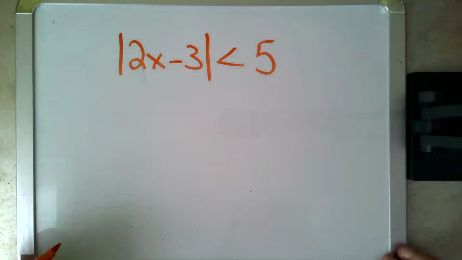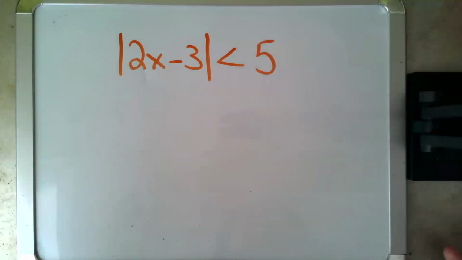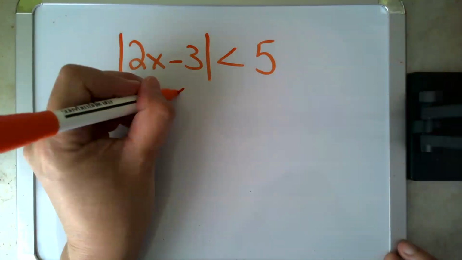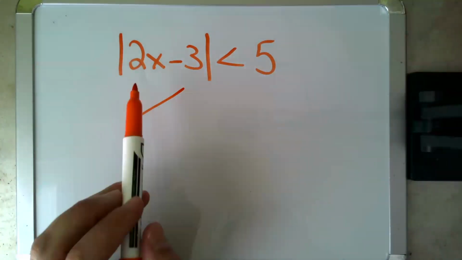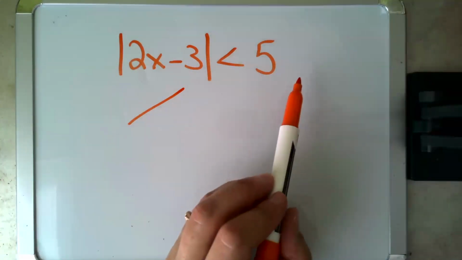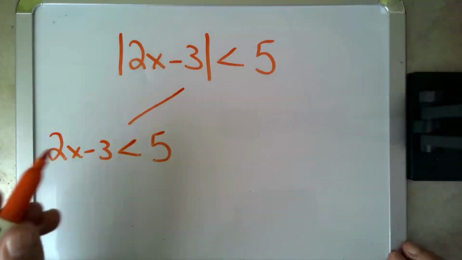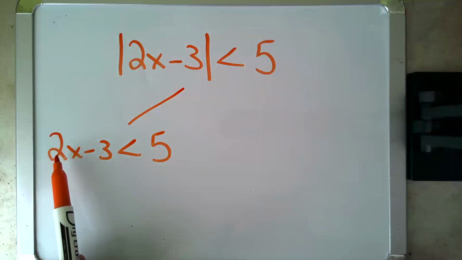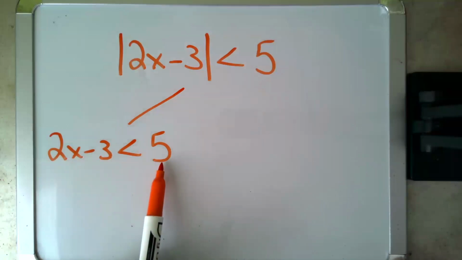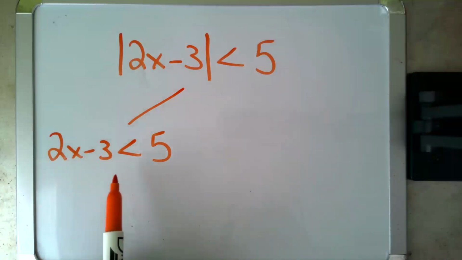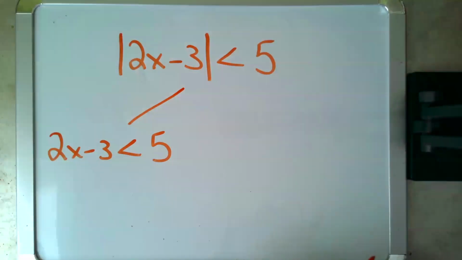So when we have absolute values with variables, our first goal is to get rid of these absolute value signs. And to do that, we're going to write the two ranges where we will find our answer. The first range is found by simply rewriting this exact same problem and just omitting the absolute value signs. So all of the places where 2x minus 3 is less than 5 will make this a true statement.